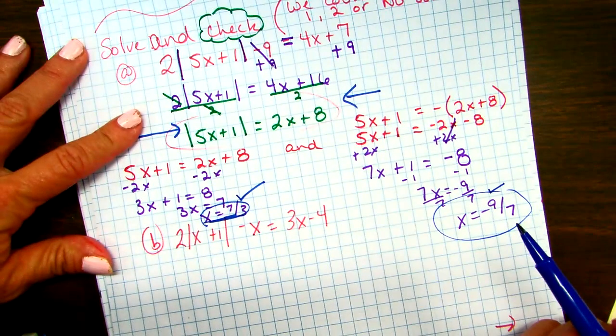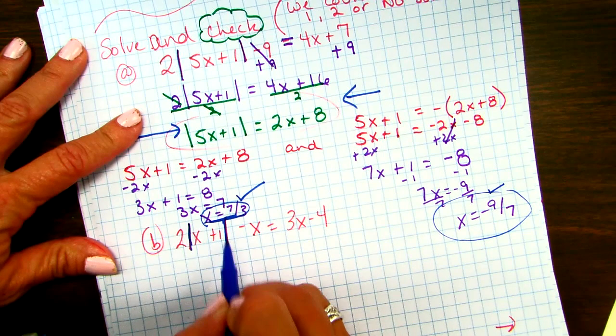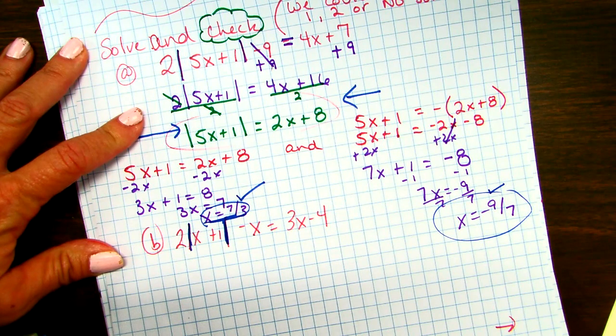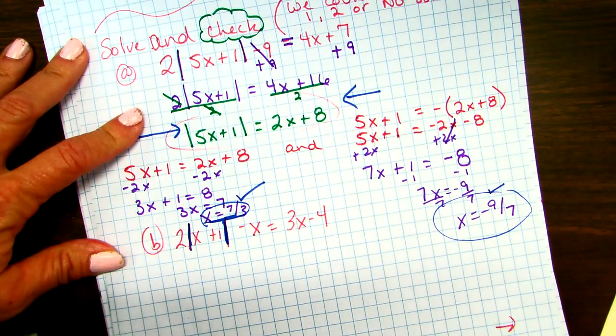Let's do another one. Look at example B. Always clean up first. We have to clean up the problem first, meaning get the absolute value symbols by themselves. So I usually get the question, well, how do I know which one, what to move first? And here's how I answer you, okay?